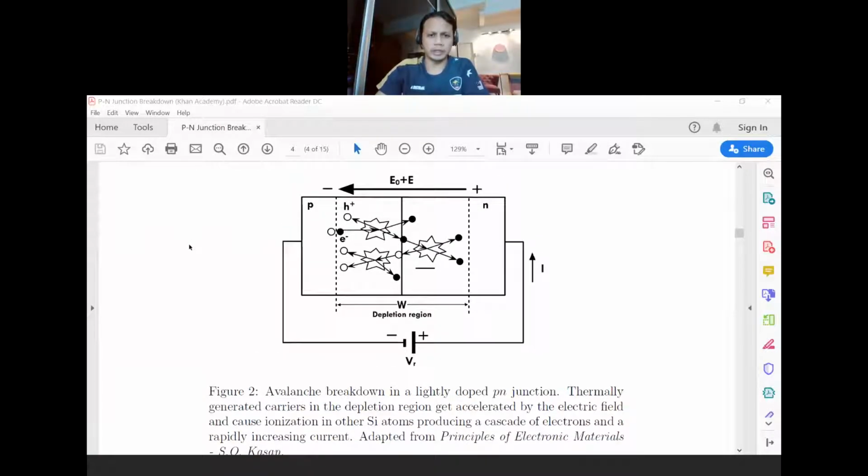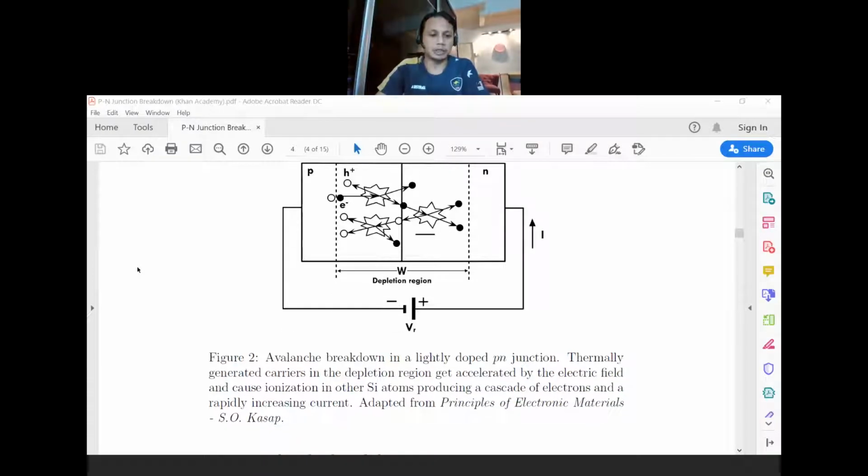Look at this figure. P-N junction. So you have the depletion region in the middle, so you have an electric field in the middle. You have P on the left, N on the right, and the junction is connected in reverse bias, where the negative terminal is connected to the P side, the positive terminal is connected to the N side, right? So let's see the explanation below there.